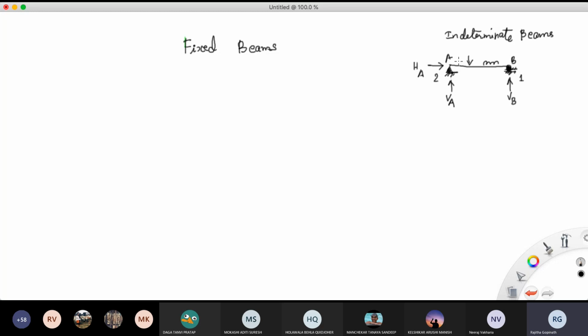Let's say there is some 50 kilonewton point load, and this is something like 5 kilonewton per meter. So I know the total design load acting on the beam. I need to figure out the reactions: HA, VA, and VB. So there are two unknowns here and one unknown there. The total number of unknowns here is 3.